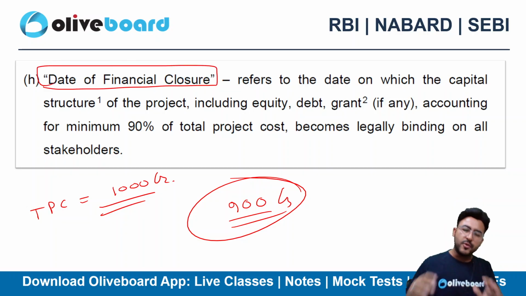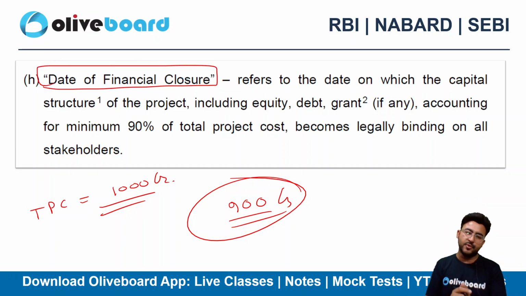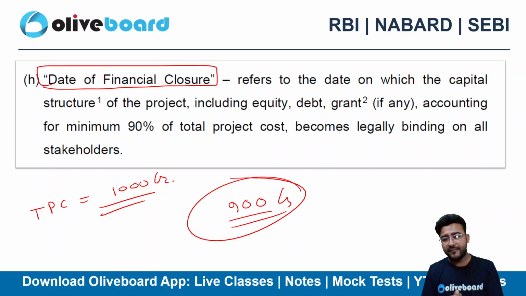That means I have closed my finance. I don't need finance anymore because I have secured at least 90% of my finances. Obviously, the rest of the 10% I'll be getting only, right? That's for sure. I have secured 90% of the required finance. The date on which I'll be securing this 900 crore will be my date of financial closure.